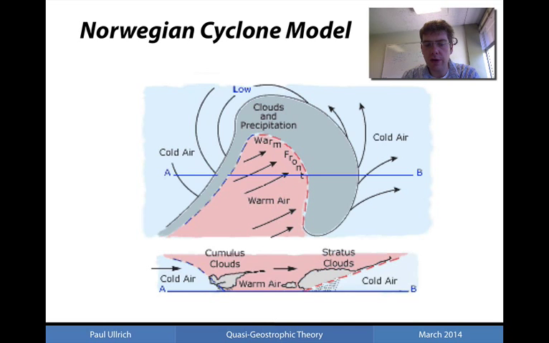This also leads to the formation of different types of clouds associated with these extratropical cyclone events. Again, in the vicinity of cold air, you have cumulus clouds, whereas in the vicinity of the warm front, you typically have stratus clouds. The pocket in between is typically full of warm air, whereas surrounding pockets are full of cold air.